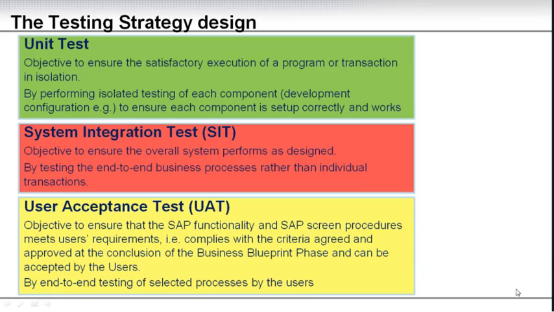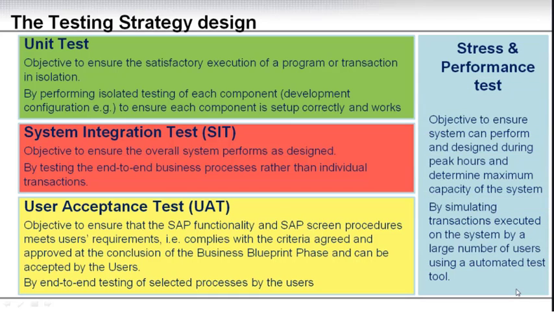Then once the unit test and the system integration test have been completed successfully, you can go into a user acceptance test. This has the objective to ensure that the SAP functionality and the SAP screens, which show the new process, meet the user requirements. They might have changed the requirements, but it's important here that it is measured whether it complies with the criteria agreed and approved during the business blueprint design, and which has been documented in the business blueprint design document. With reference to that, we need to make sure that the system complies with this and can be accepted by the users. And this is the users doing the test, not the project team, whereas the unit test and the system integration test are executed by the project team.